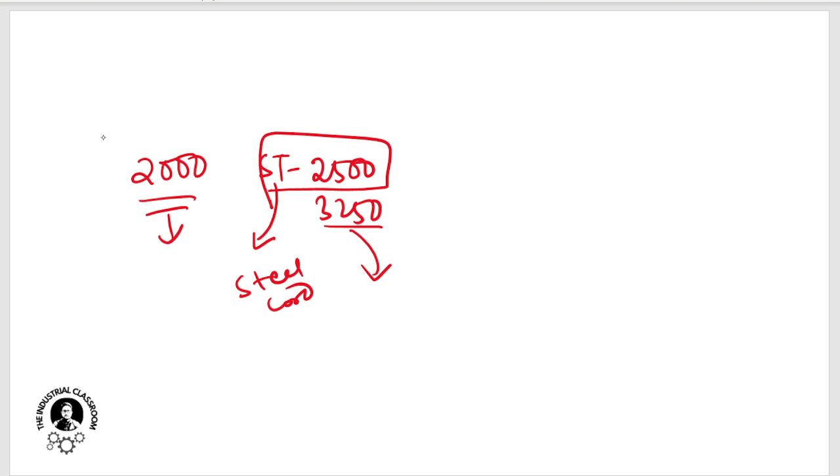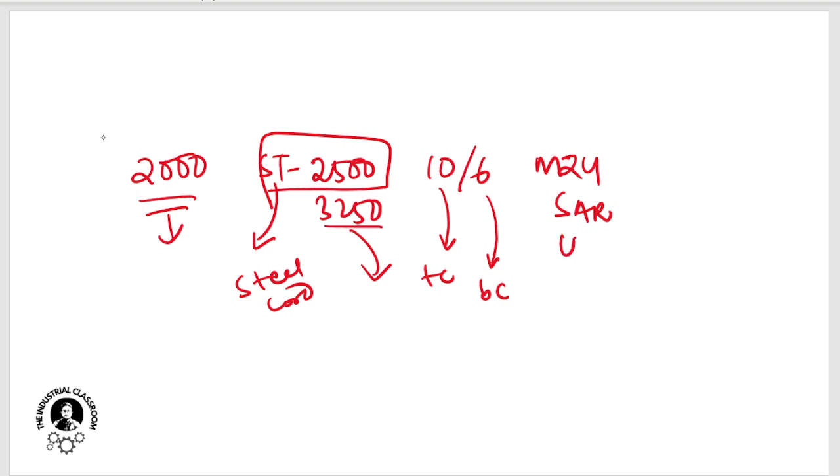So this is ST3250 or ST2500. Then we have 10 by 6. What does 10 by 6 denote? It denotes the top cover and bottom cover thickness, right? Next we may also have M24, SAR, or UHR. These are the different cover grades, for the top cover and bottom cover.